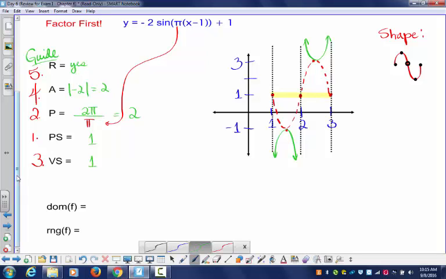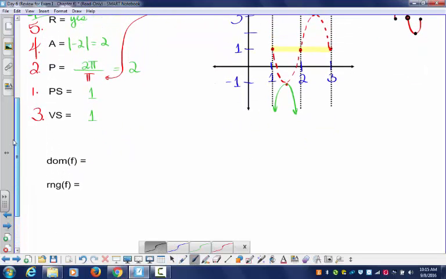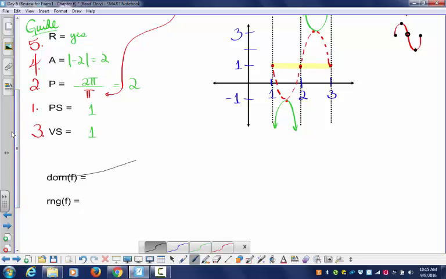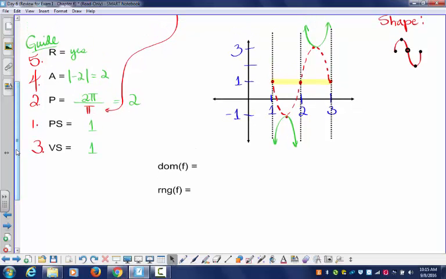So let's identify the domain and range. The domain of this function. Let's move that over a little so we can look closer to the graph. So the domain, we have to take away the asymptotes. So it wants to be all real numbers, but it can't because there's some pesky asymptotes. So we have to take those away.